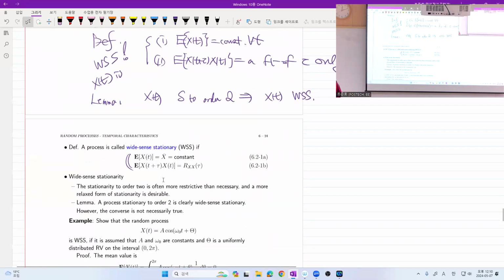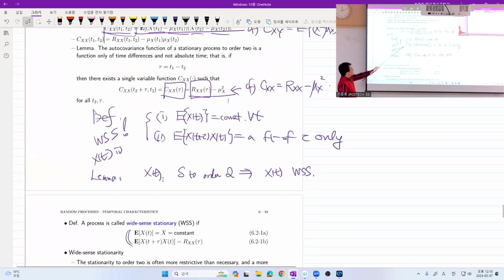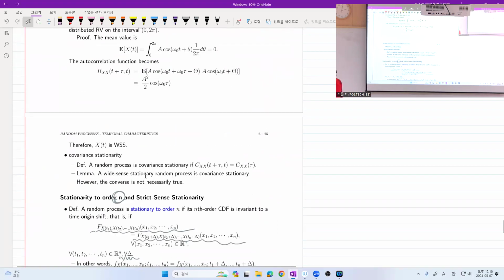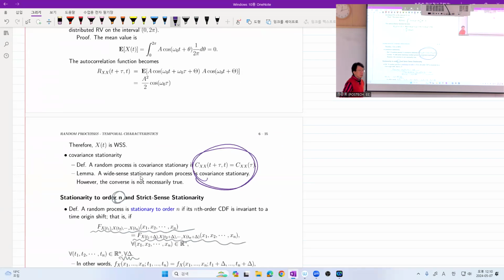Now, there could be a random process that does not have a constant mean path, but its covariance function may be a function only of tau. For that, we define the covariance stationary random process. So covariance stationarity means this: its mean path is not required to be a constant. However, after you subtract that non-zero mean path, you have wide-sense stationarity.